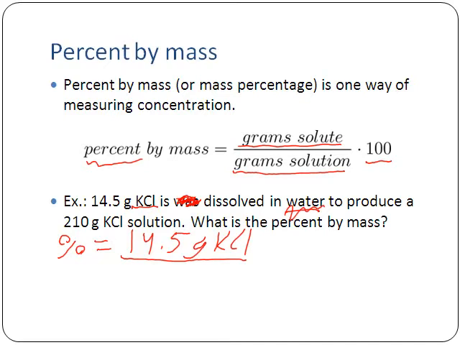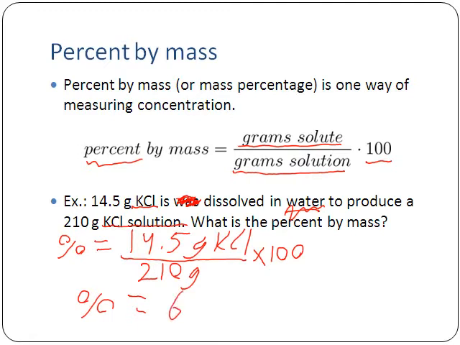It tells me the grams of solution, KCl solution right here, is 210 grams. And so we have 210 grams of solution here, and then I've got to multiply that by 100 to get it into the right form here. Doing so with my grams of solute divided by grams of solution, if you take out your calculators, you can set it up and say 14.5 divided by 210, and then you have to multiply that times 100 to get into percent, and so I get 6.90 out of this.